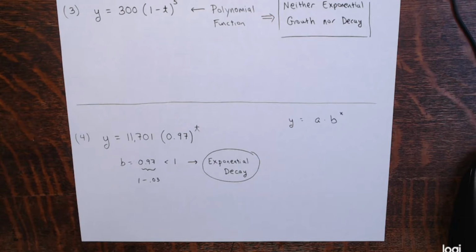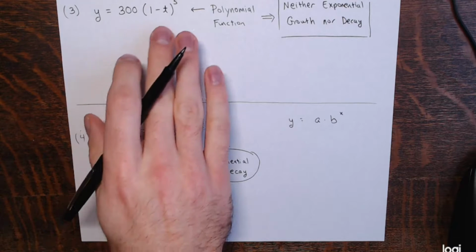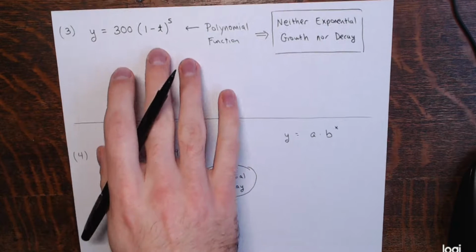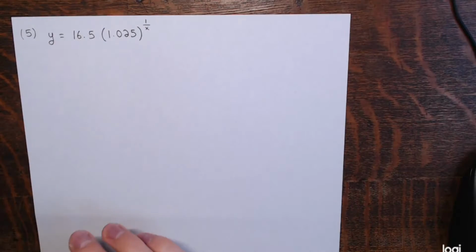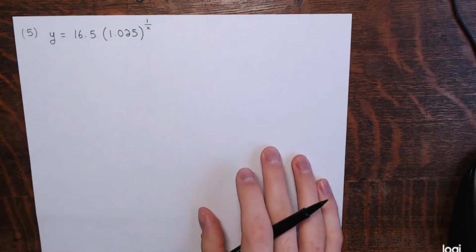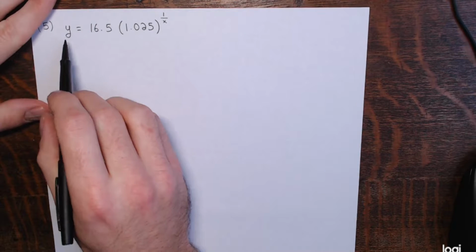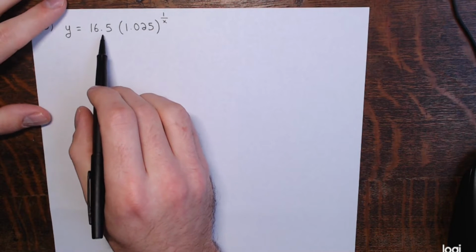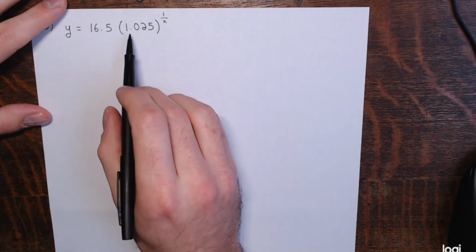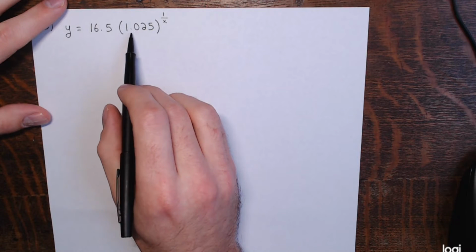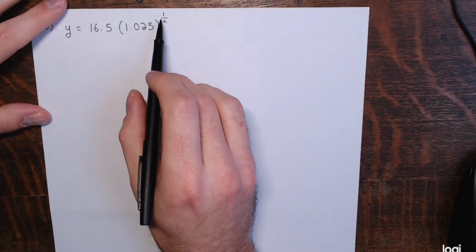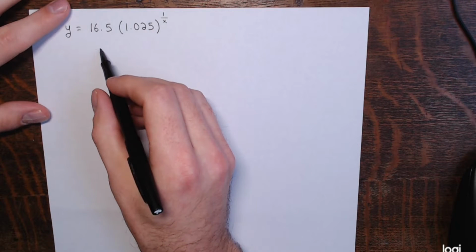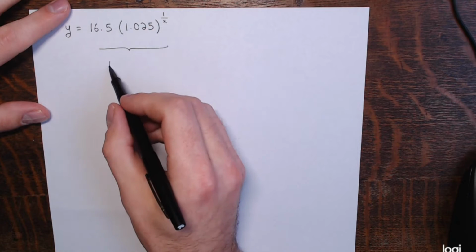All right, so we've seen a couple of growth. We've seen a decay. We've seen an example that's not an exponential function at all. And that's going to be the case for this last example as well. Now, I know it looks like an exponential function. Right? Y equals 16.5 times 1.025 raised to the 1 over x power. This is not an exponential function, though, by our definition.